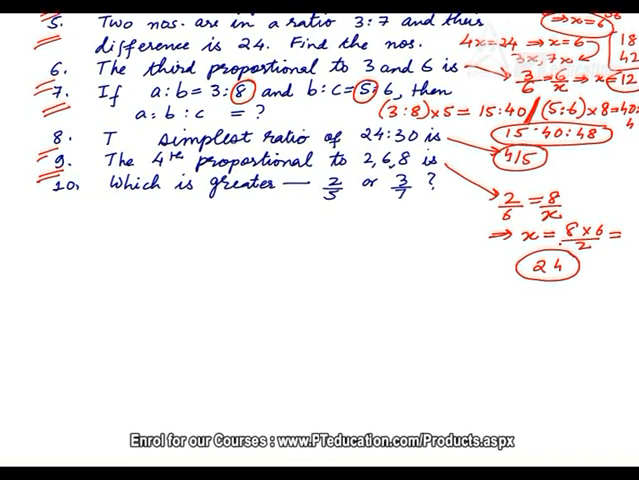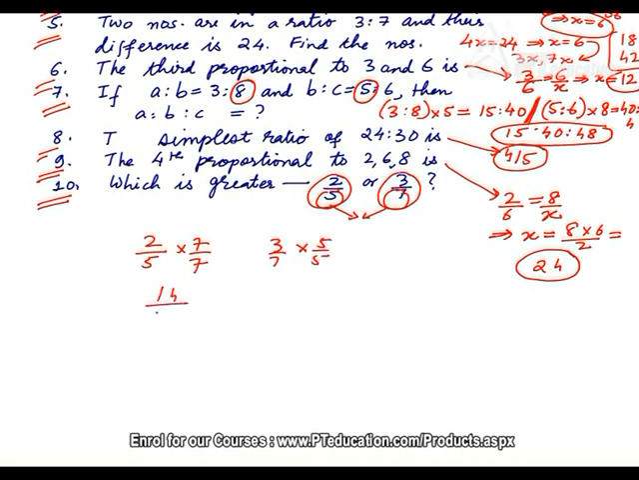And the last one, which is greater, 2 by 5 or 3 by 7? Now we know that we need to make the LCM common here, 5 and 7. So for 5 and 7, the LCM here will be 35. So just multiply 2 by 5 throughout by 7 and multiply 3 by 7 by 5 by 5. So this becomes 14 by 35 and this becomes 15 by 35. It is very obvious that 15 is more than 14 and hence 3 by 7 is our final answer.